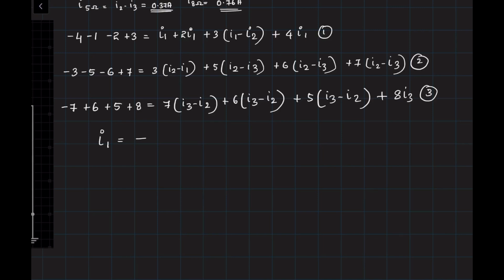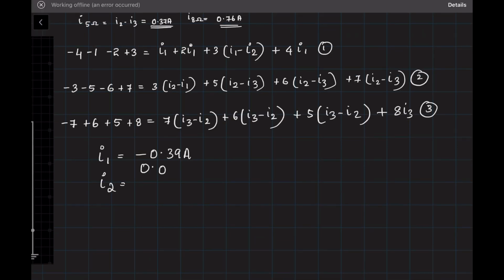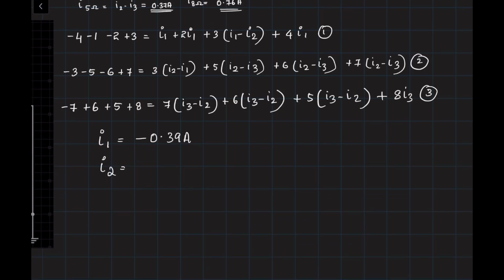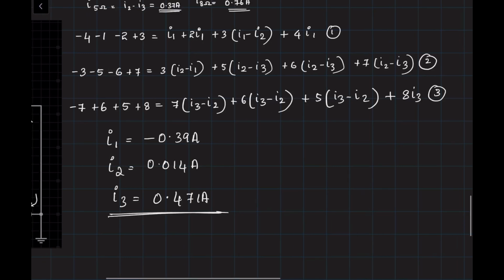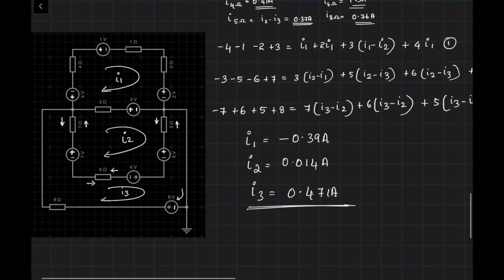I1 equal to minus 0.39 ampere, I2 equals 0.014 ampere. I3 you will get 0.471 ampere. Understood? Now what you have to do is that you have to find out the values of current flowing through each resistor. Understood?